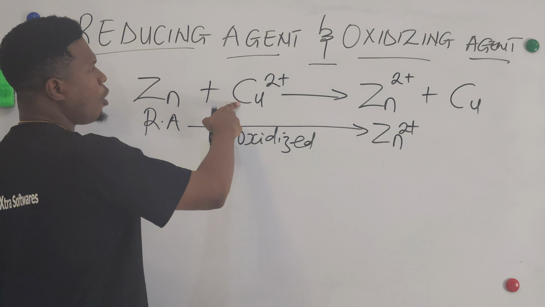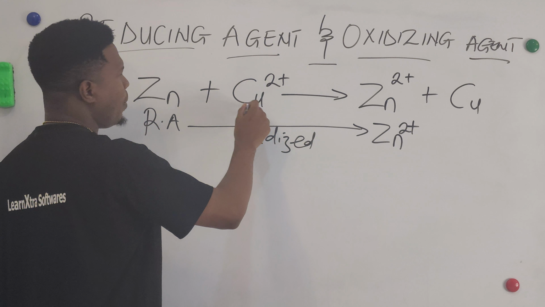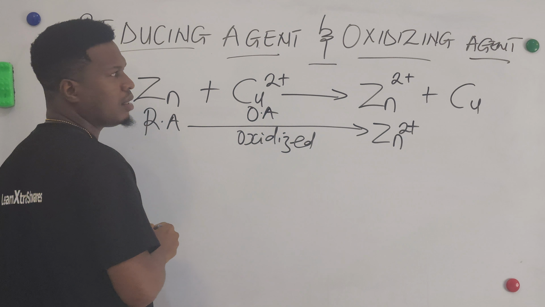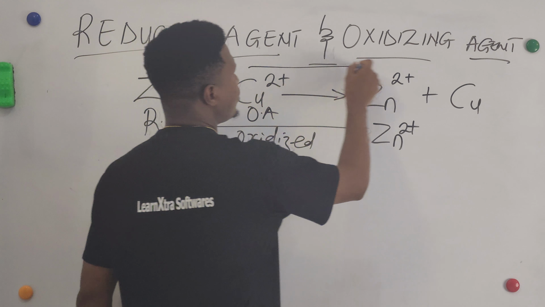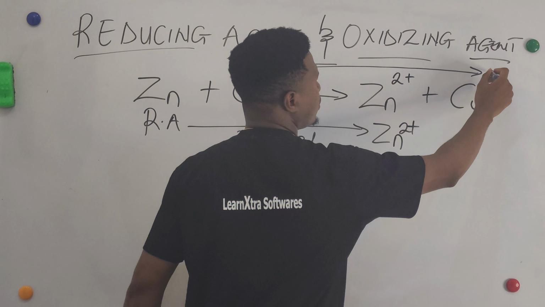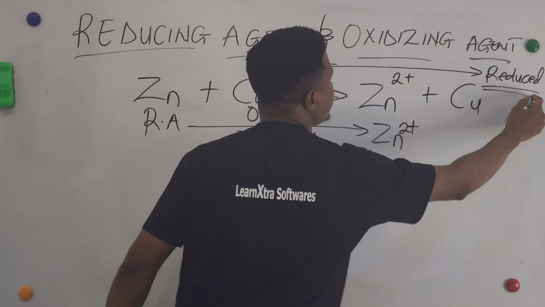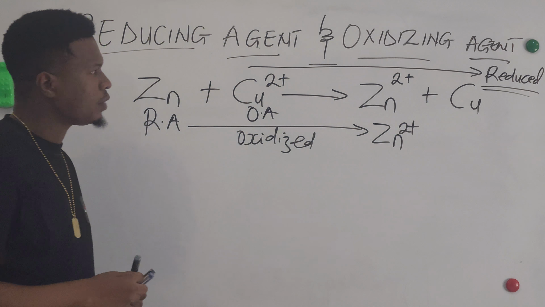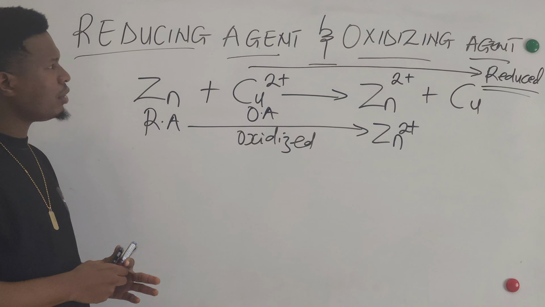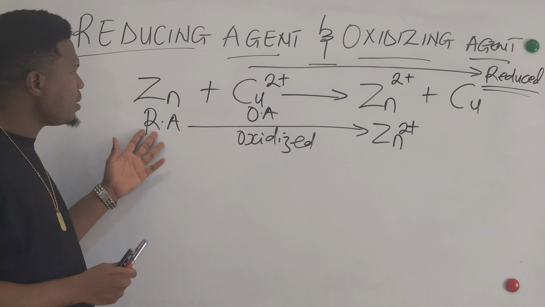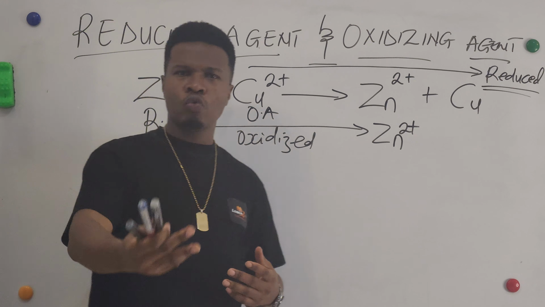On the other hand, copper is the what? Oxidizing agent. Copper is the oxidizing agent. It accepted the 2 electrons from zinc to become what? Reduced. To become reduced to what? Copper. So in this reaction, it is a redox reaction involving what? A reducing agent and what? An oxidizing agent. So now, I have explained to you, you have understood what the reducing agent is.